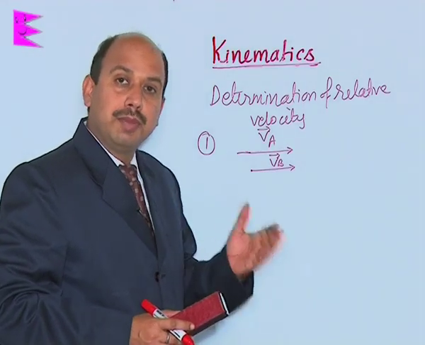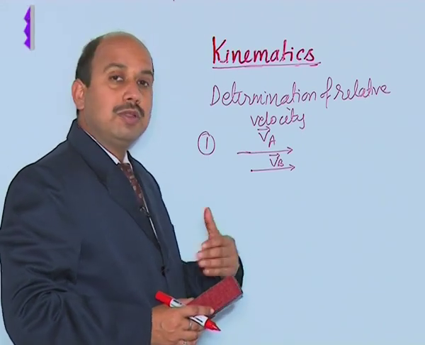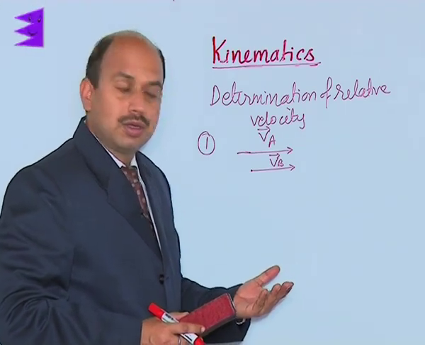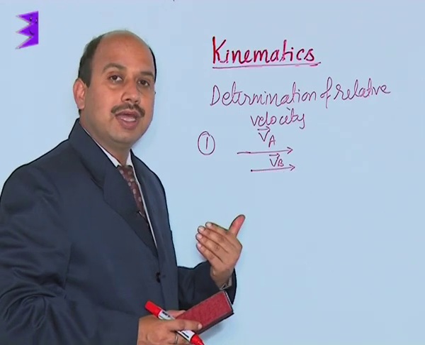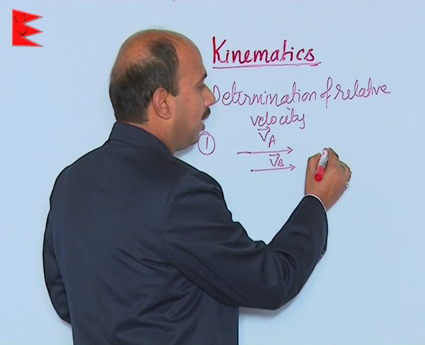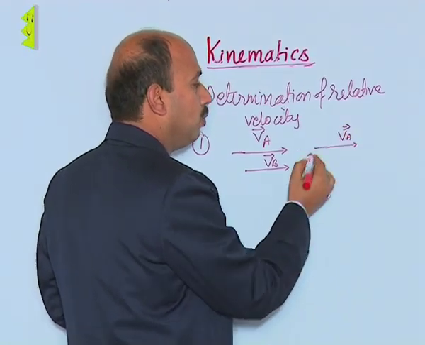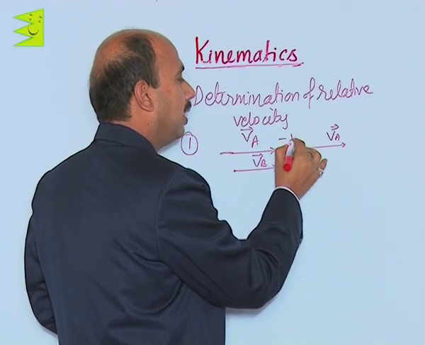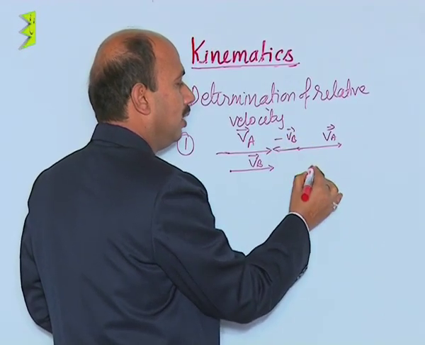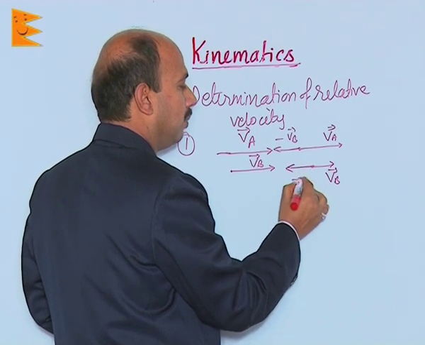So, first we have to make the body B at rest. How can we do it? We will superimpose a vector equal to V B, but in the opposite direction, on both these vectors. Suppose here we have taken V A. So, we will superimpose to this side, that is minus V B. Similarly, here V B and here minus V B.